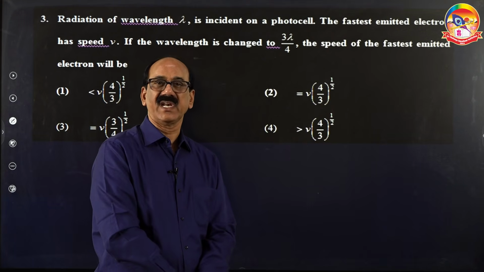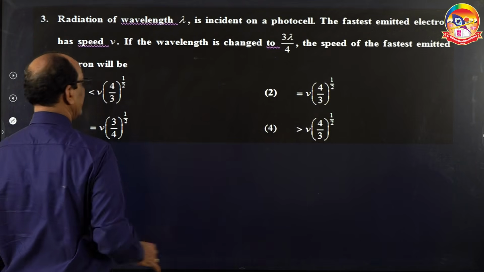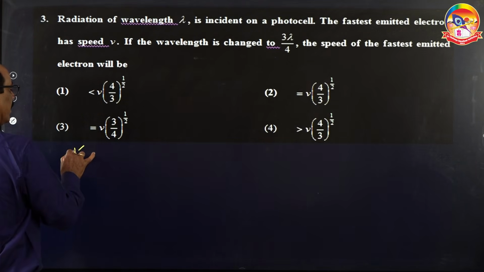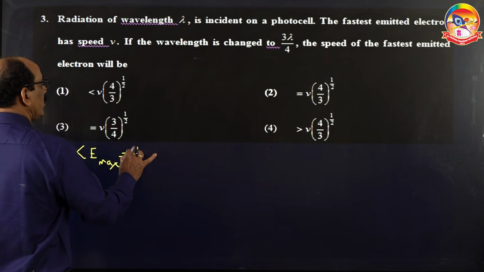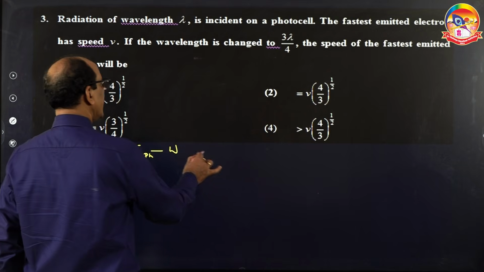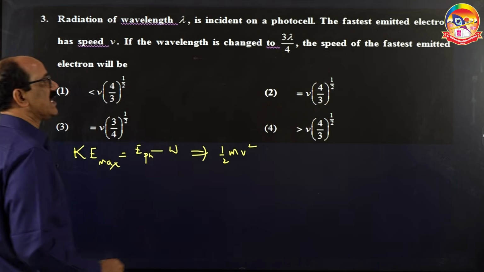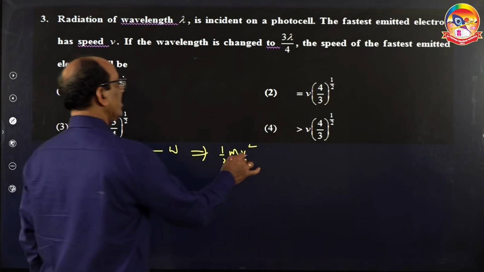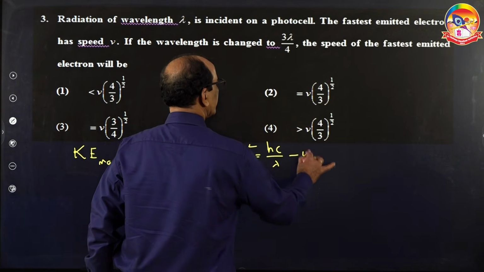Even the speed also ranges from 0 to V max. So the maximum speed is given by this. From Einstein's photoelectric equation, KE maximum is equal to the energy of the photon minus the work function. I am writing this in a convenient way to solve the question, that is, half mv square is equal to hc by lambda minus work function.